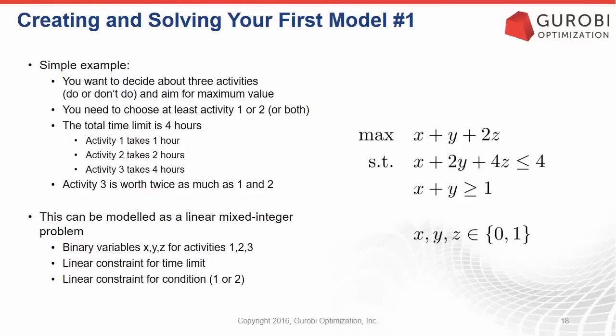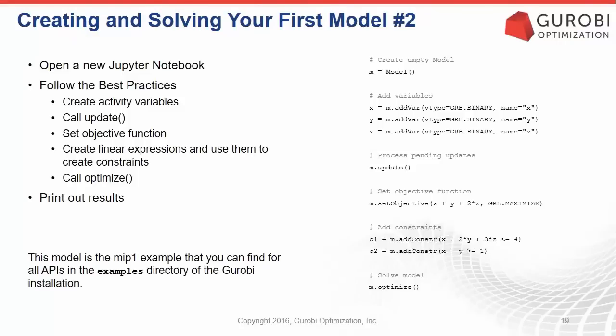So the optimization here means you want to have the maximum value. The value for X is 1, for Y is 1, and for Z it's 2. And you see on the right-hand side a linear mixed integer formulation of this problem. So what we want to do is express this problem with the Python API and solve it with Gurobi. We will do this with Jupyter Notebook. This is just a reference slide that you can use later.